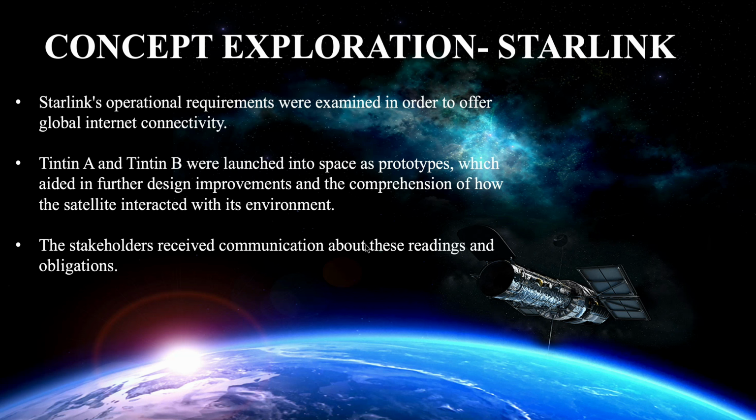So Tintin A and Tintin B were initially launched to understand the movement of the Earth, to understand the movement of space, and to understand how Tintin A and Tintin B would react with respect to Earth and with respect to space debris. With the readings and understanding they got from Tintin A and Tintin B, they redefined the satellite design further, which helped in the successful deployment of Starlink, which later happened in 2019.